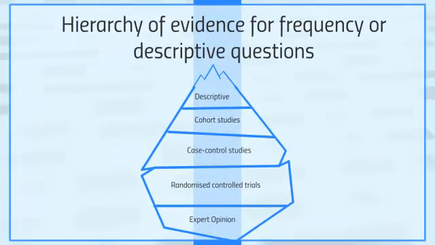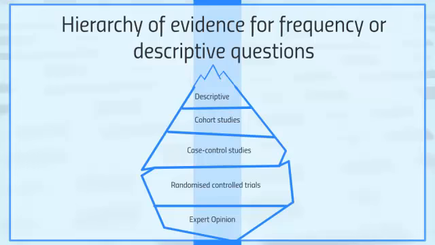So now, when it comes to knowing where we fit in, if you're asking a descriptive question, a question about frequency, what is the prevalence of TB in the Western Cape? It wouldn't help you going to look on Google Scholar for randomized control trials, because they're not the best study design to answer that question. So when it comes to the hierarchy of evidence for frequency or descriptive questions, the best design to use would be descriptive.